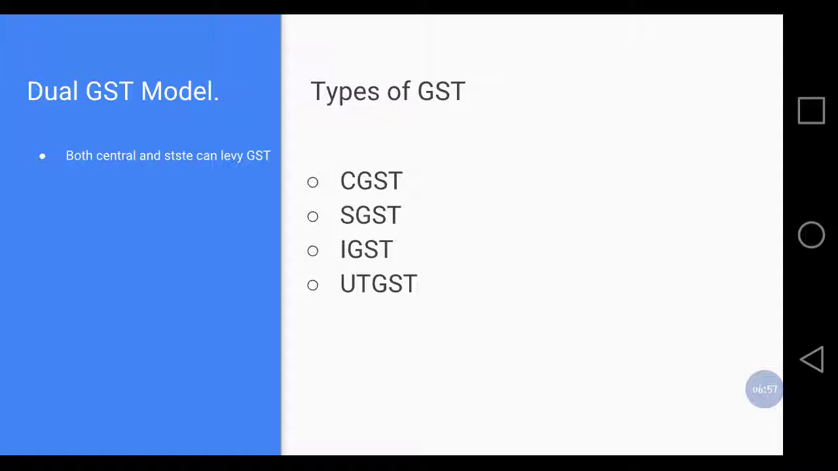Second, to levy what type of GST? As Tamil Nadu is involved, definitely it will be a state GST, SGST, and the portion is to be shared with the central government and state government, and obviously CGST and SGST should be levied. So in case of intrastate supply, that is within the state, CGST and SGST will be levied.